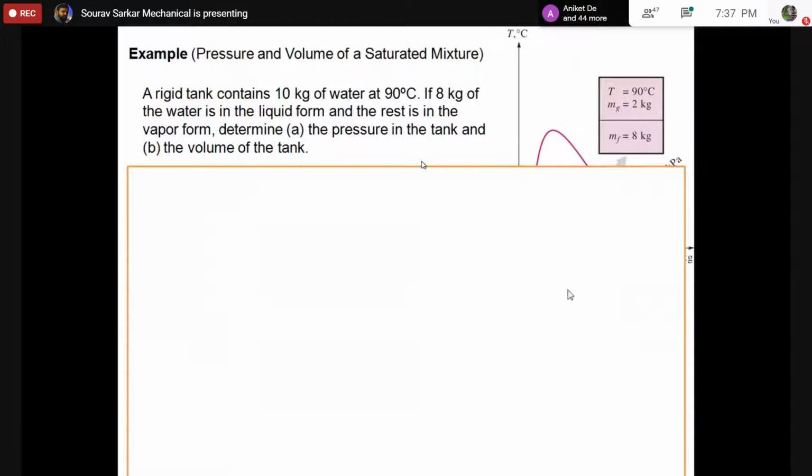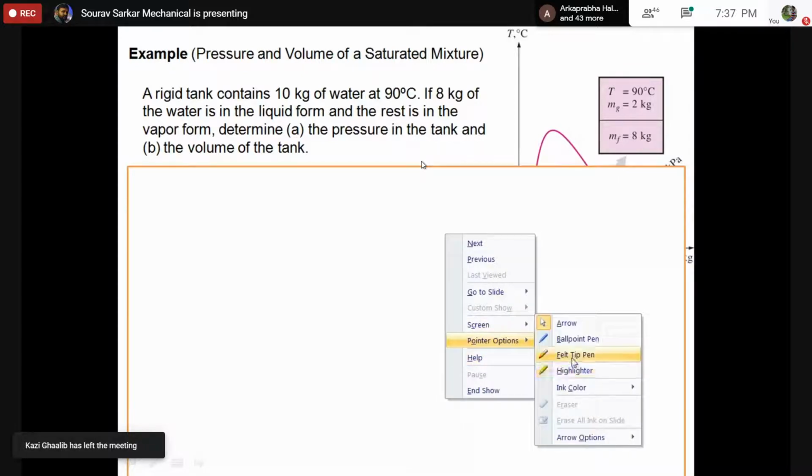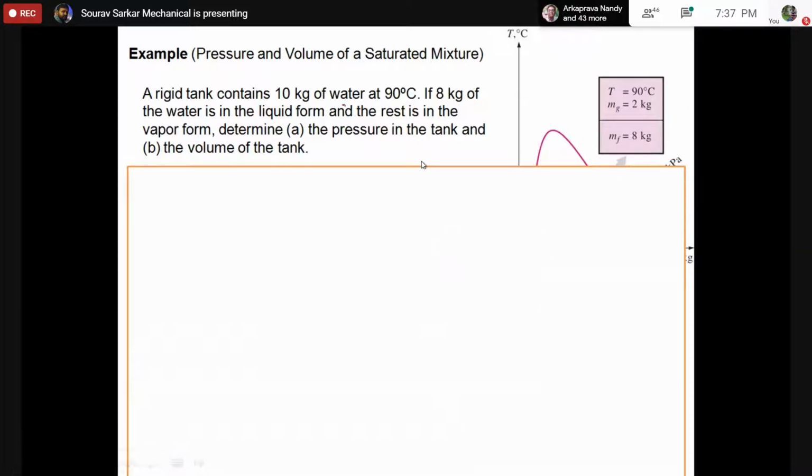Now look into the problem. A rigid tank contains 10 kg of water at 90 degrees Celsius. The previous problem, but here they are referring to it as water. What is the state of the water? That is not yet mentioned. It is simply written as water. They are saying if 8 kg of the water is in the liquid form and the rest is in the vapor form, determine the pressure of the tank and the volume of the tank.